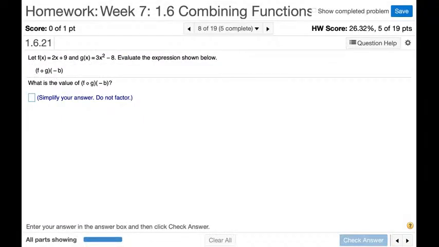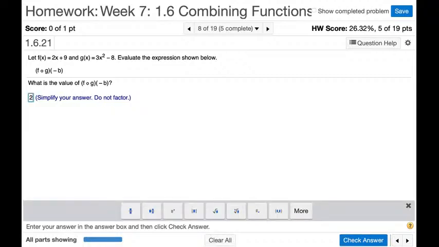Okay, so f is the outside function. We got this 2x plus 9. But our x in this case is going to be the function g. So it's going to be 3 of negative 3 times negative b squared minus 8. Then we need to simplify it down. So negative b squared becomes a positive b squared. We distribute the 2. This becomes a 6. That becomes what? Negative 16 plus 9, negative 7.